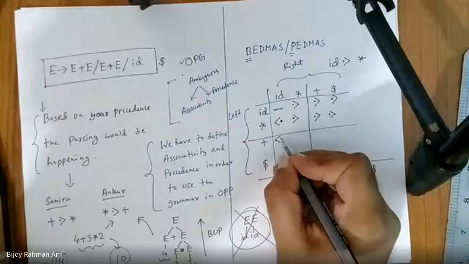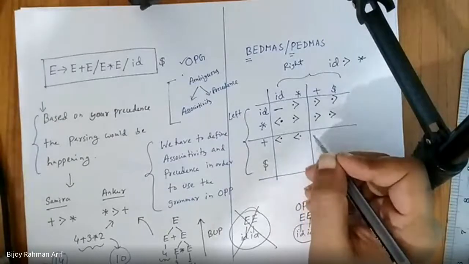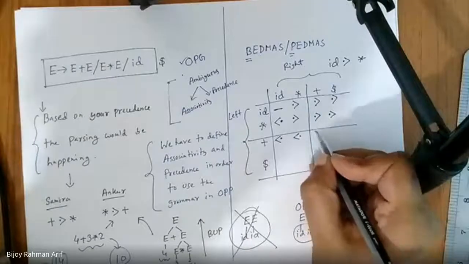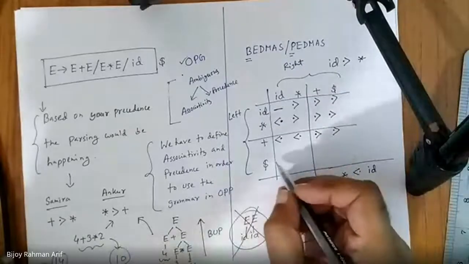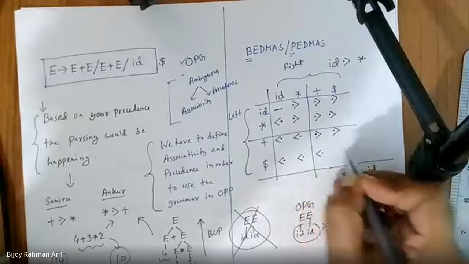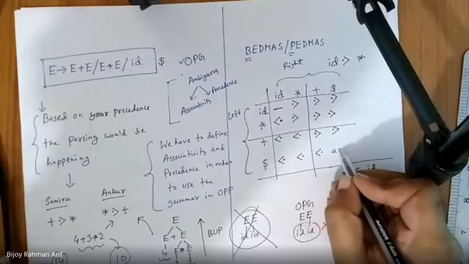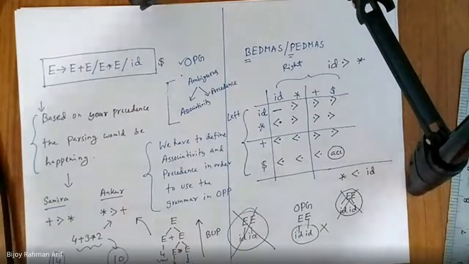Plus and star, it would also be less. Plus and plus, what would be associativity? Left associativity, so greater. And this one is also less than. And dollar has less precedence than any other operator. So smaller things. And finally, when we get dollar and dollar, we are going to accept. So this is the table, we are done. Did you get it? Yes, sir.